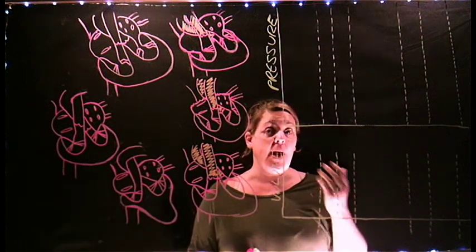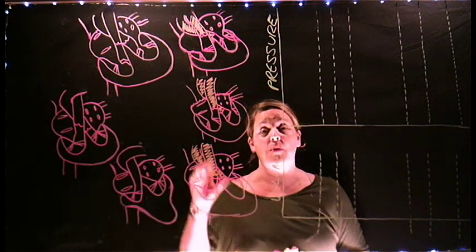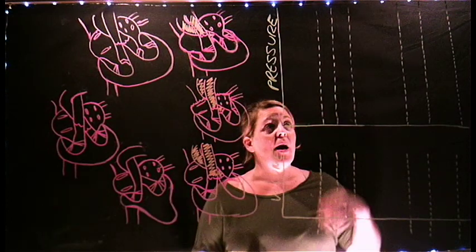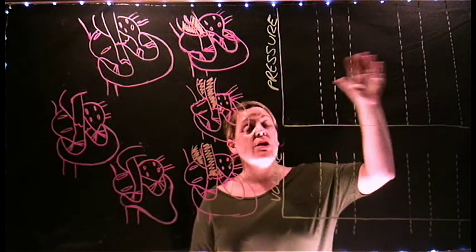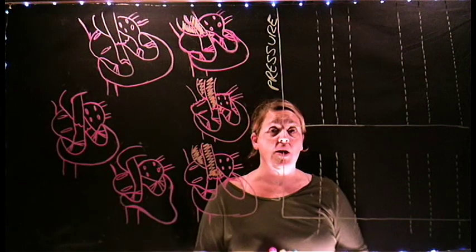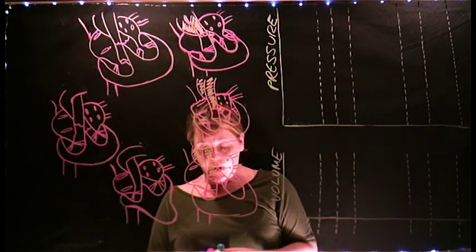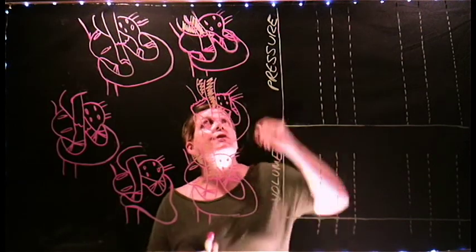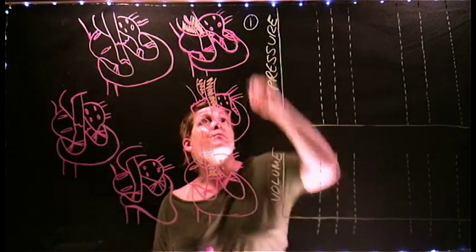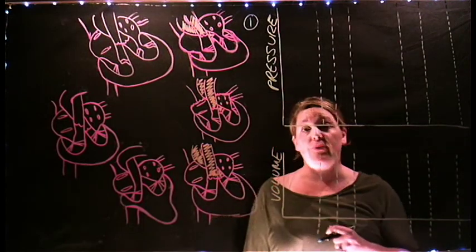So the plan for the video is to go through the individual steps of the cardiac cycle and discuss the pressure and volume changes that occur during each stage. So we start at the first step, number 1. This first stage is called ventricular filling.